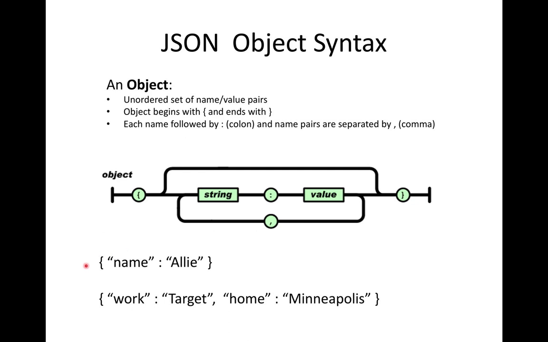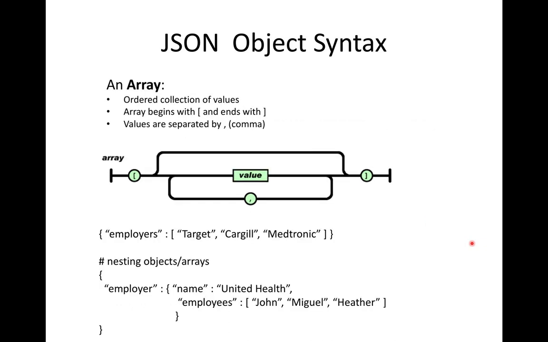Here's examples of JSON objects. We have a JSON object, again, that's enclosed by a set of curly brackets, and we have two strings, a name and a value. Here's a set of key value pairs enclosed by curly brackets. We have one where the key is work, the value is Target. Another one where the key is home, the value is Minneapolis. So that's the key value object.